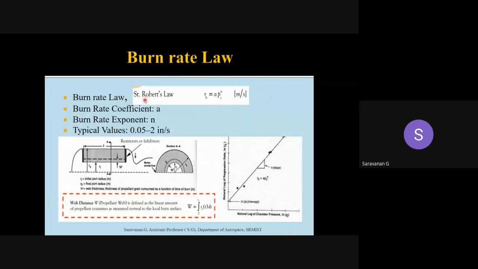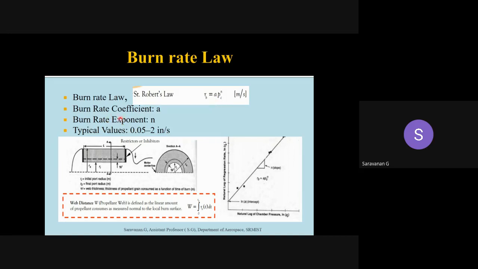That law is known as the burn rate law, given by Saint Robert. It's called Saint Robert's law. It gives the idea about the burn rate, denoted by r with suffix b. You can simply use r as the burn rate. So r equals a times Pc to the power n, where Pc is the important factor which will influence the burn rate, the chamber pressure.